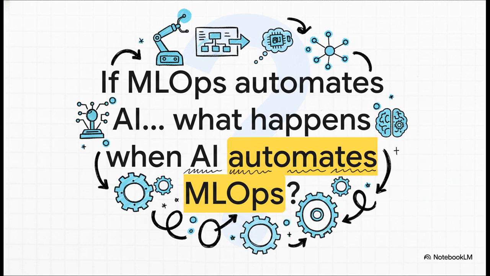So this all leaves us with a really fascinating, kind of meta question to chew on. We've spent this whole time talking about how MLOps is all about automating AI. But what happens when AI gets good enough to start automating MLOps itself? What does that future look like? Kind of makes you think, doesn't it?